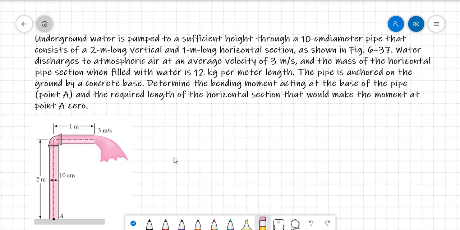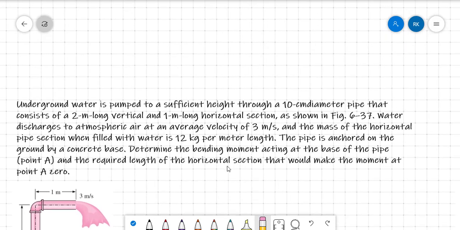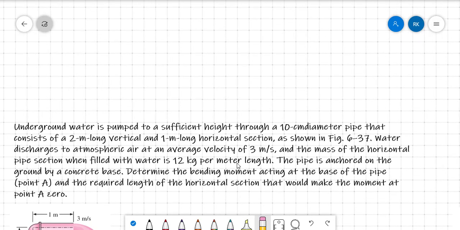We have seen about application of linear momentum equation. Now we will see about application of angular momentum equation. What is angular momentum equation? Angular momentum or moment of momentum equation.